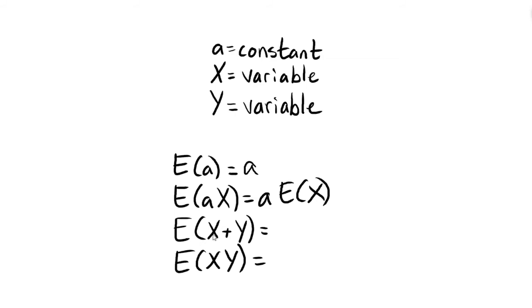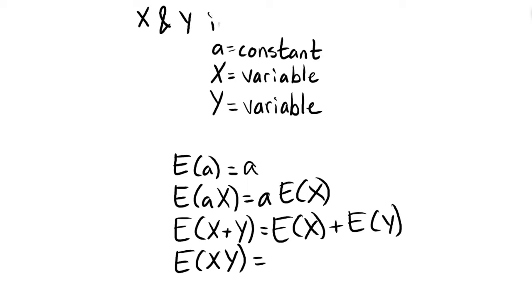And what happens if we have two variables that we sum together? Well, we will have expected value of x plus expected value of y. And then what happens when we have expected value of x times y? Well, this is a little trickier because we can't just take expected value of x times expected value of y without thinking about it. That is generally not the case. Let's say, however, that x and y are independent.